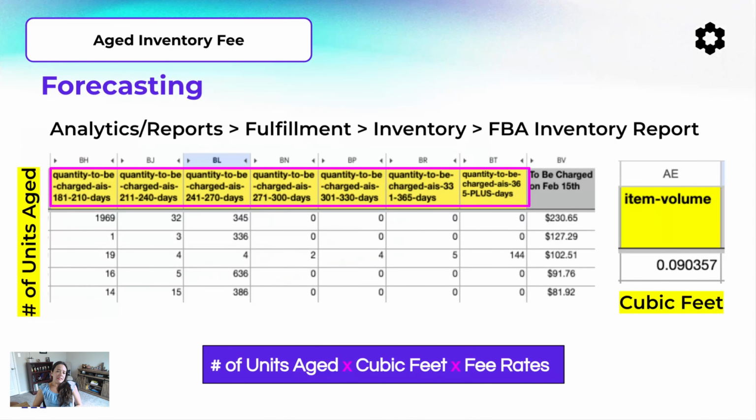As far as the fee that should be tracked most, it is the aged inventory fee, because that has a huge negative impact. The longer you keep inventory sitting at Amazon, the more they charge you. They start charging you at 180 days, and then the fees escalate every 30 days until you actually sell that inventory. There's actually a report, and it's my favorite report.